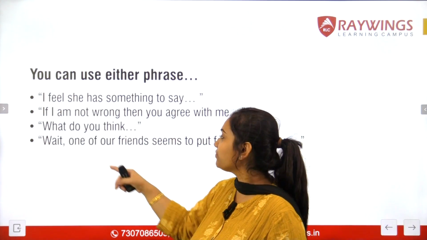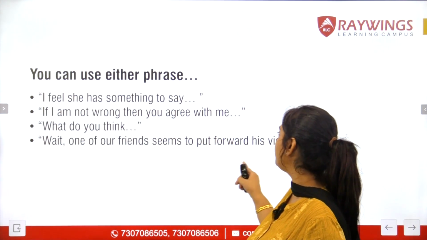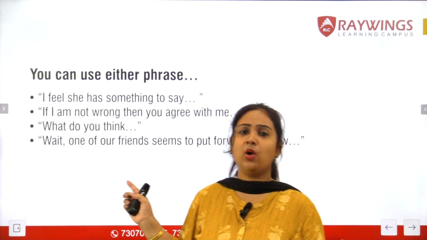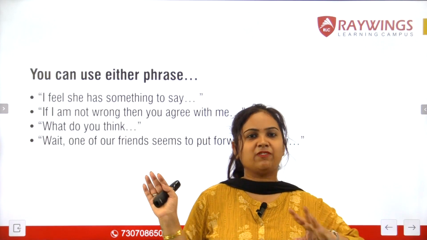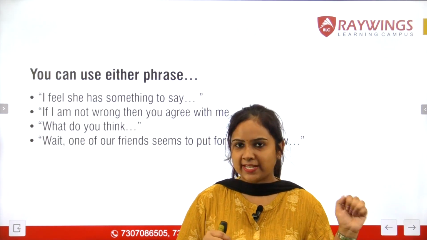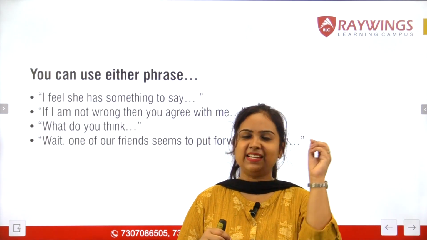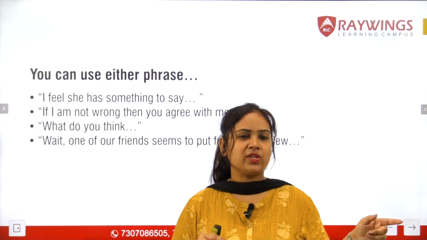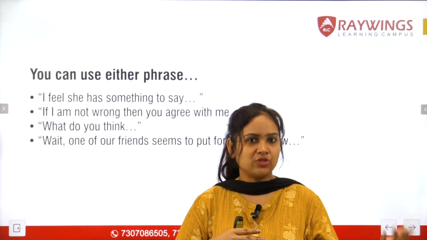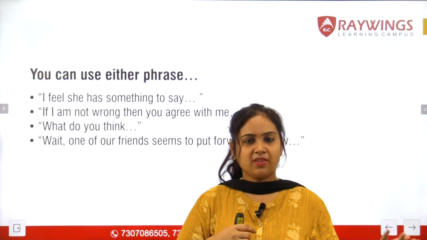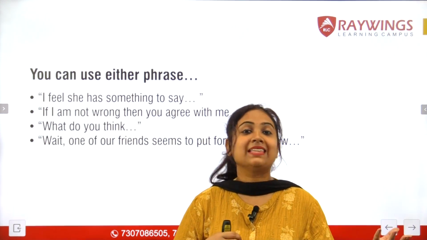Next, we can say, "Wait, one of our friends seems to want to put forward his view." Now again, this condition arises when you see that for a long time a person was willing to say something, but again and again somebody else was speaking. So in that situation you can say, wait, one of our friends wants to say something, let's listen to their opinion. All right, and then maybe that person can speak.